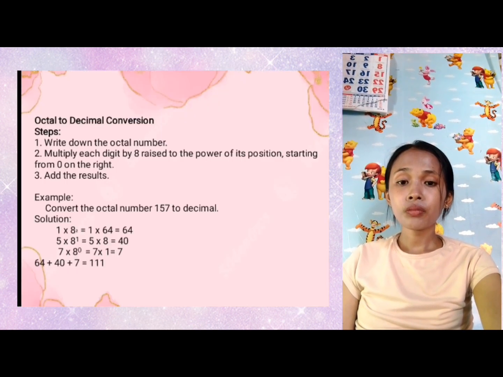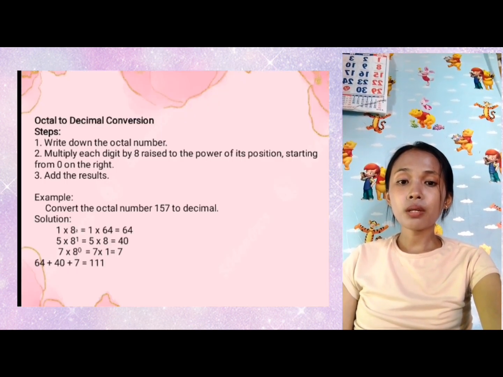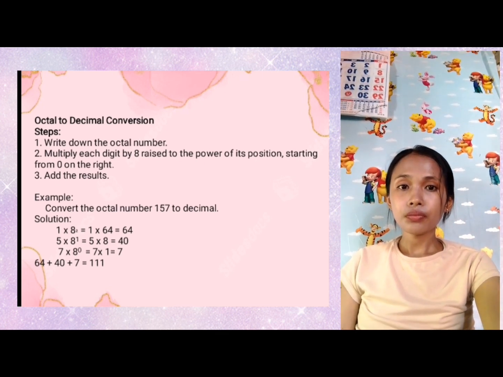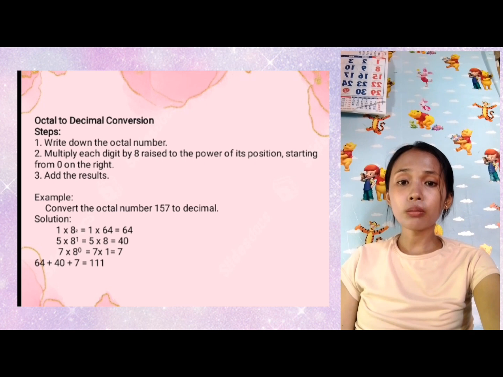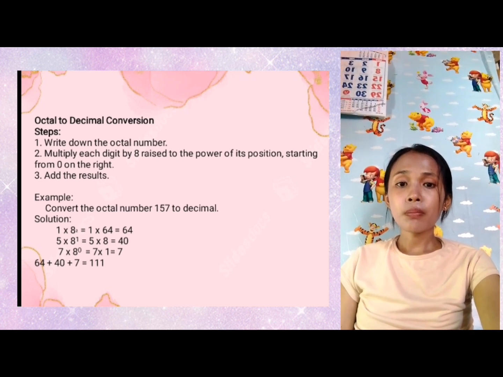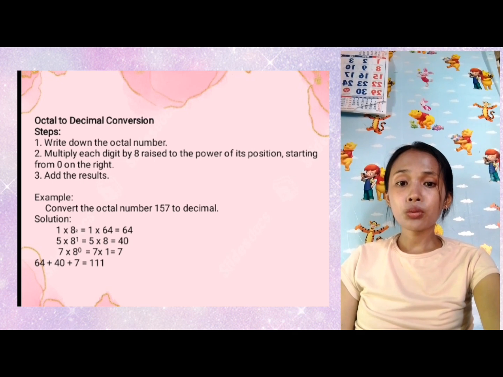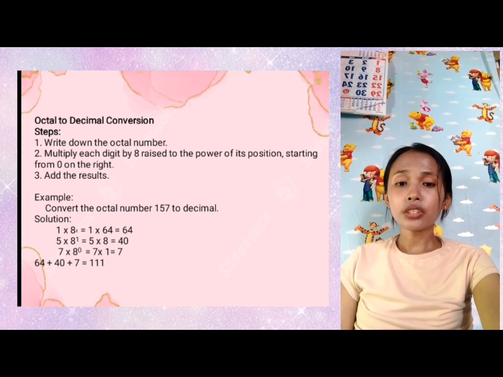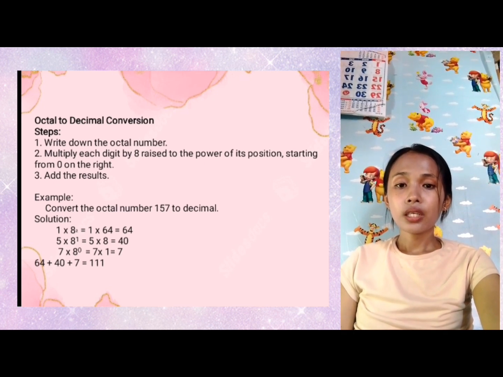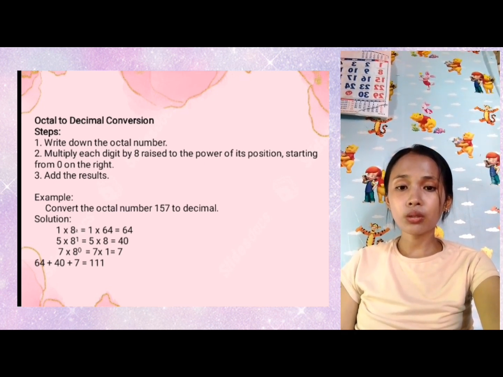Then, octal to decimal conversion. Here are the steps to follow when converting octal number to decimal. Step 1. Write down the octal number. Step 2. Multiply each digit by 8 raised to the power of its position starting from 0 on the right. Then, sum the results.